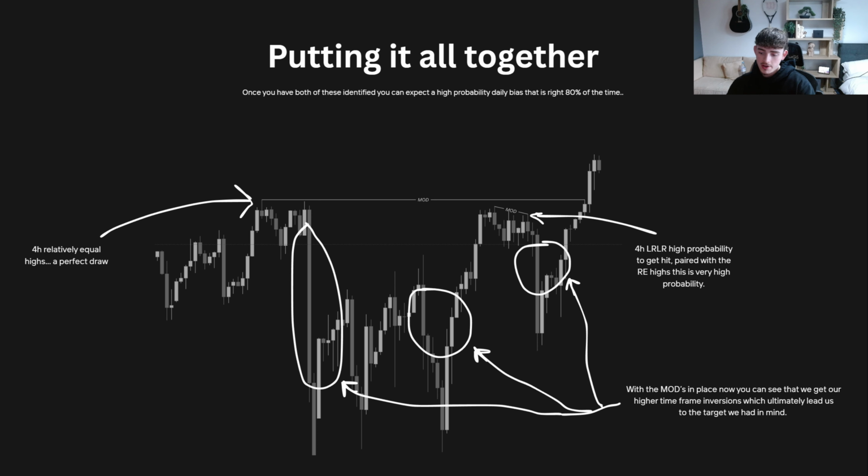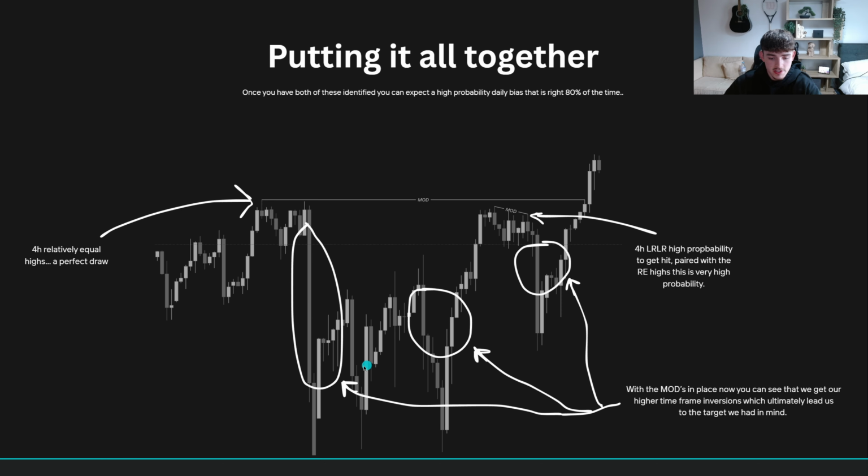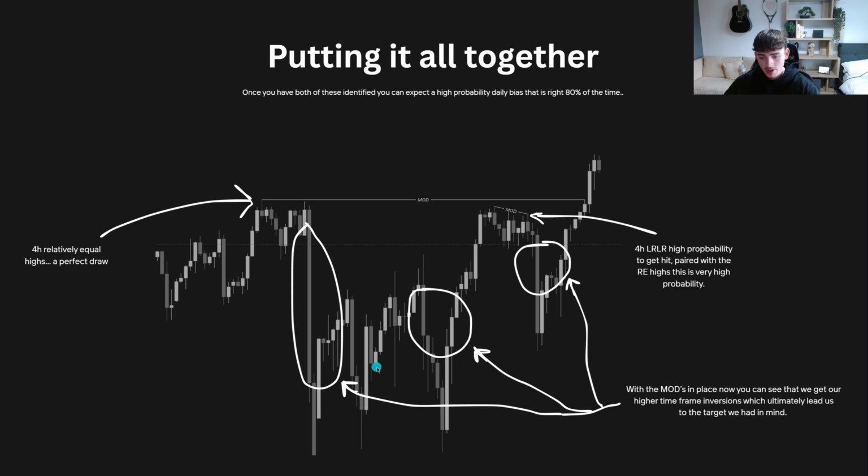Then down here, with the most obvious draws in place, now you can see that we get our higher time frame inversions, which ultimately lead us to the target we had in mind. So first of all, we have this fair value gap here, this very large one. And we also have these here. So paying attention to these, this one gets inversed, and we also inverse this larger one here. Sorry, not a higher time frame.